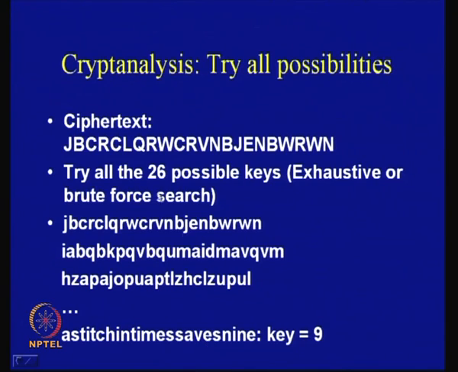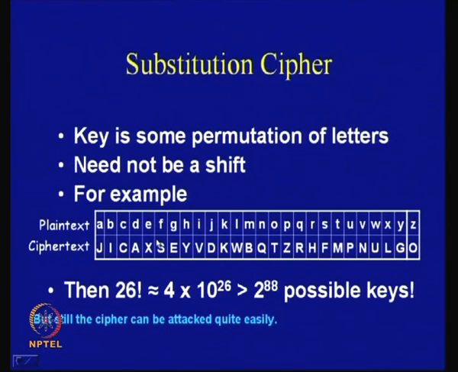Okay. So in this case, what we see is that the main pitfall is that the key size, or the total number of possible searches that an attacker needs to make, is very small. It's only 26. So we would first of all like to improve this. That is, we would like to make it a little more difficult for the attacker. So in this case, one example which is tried here is that the key is some permutation of letters. Therefore it need not be a shift, but instead let us consider something which is called a substitution cipher.